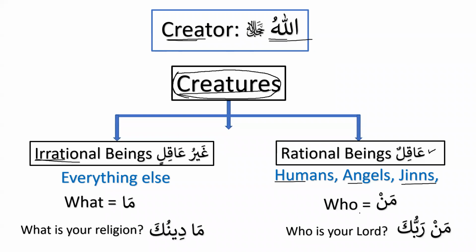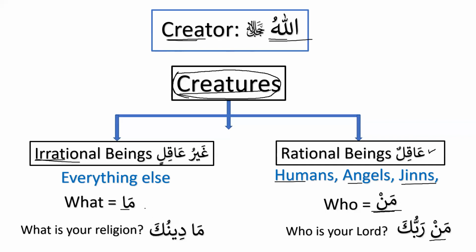And now we can see over here that man is used for rational beings, or it is used for aqil. And as we know, the first question that we will be asked in the grave will be, man rabbuka, who is your Lord? So we can see that man is used for, yes, animals are irrational. Yes. There are only three creatures, humans, angels, and jinns. At least for the Arabic language, they are categorized as aqil, and the rest of the things are considered as ghayru aqil. So man rabbuka, who is your Lord? And then the second question that will be asked is ma dinuka, what is your religion?